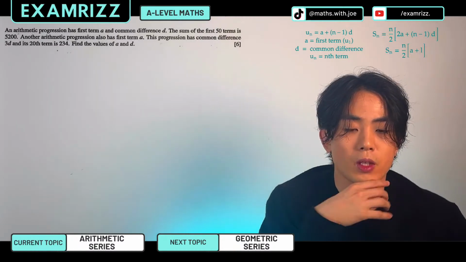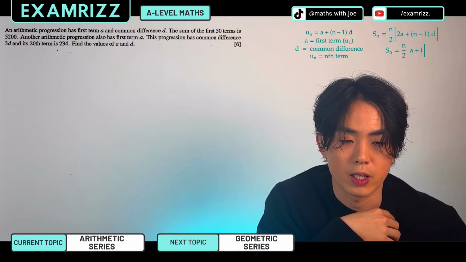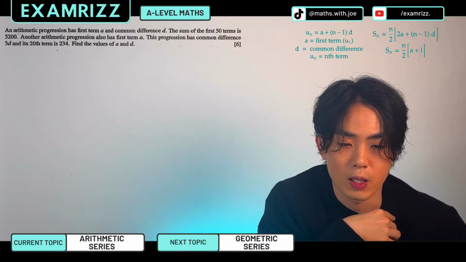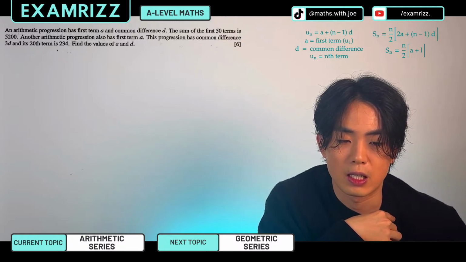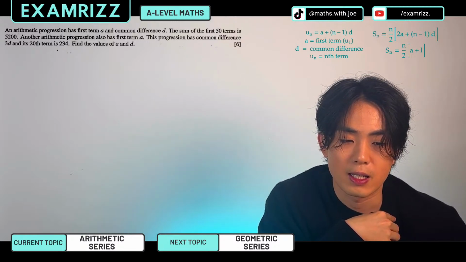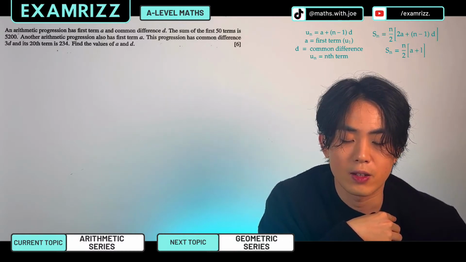Let's look at this example here. We have an arithmetic progression with first term a and common difference d. The sum of the first 50 terms is 5,200. Another arithmetic progression also has first term a. The progression has common difference 3d and its 20th term is 234. Find the values of a and d.